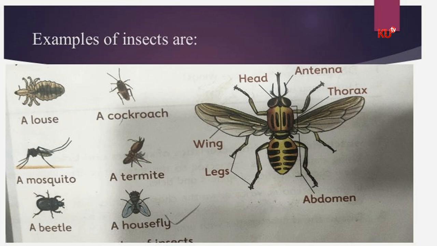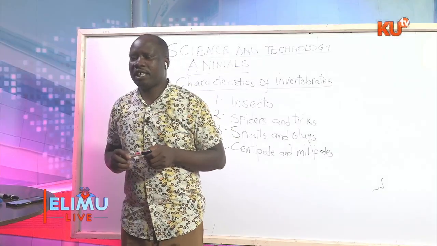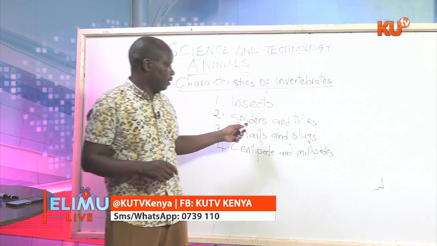After that, let's move to the second one, the second group of invertebrates. And our second group is formed of the spider and the ticks.